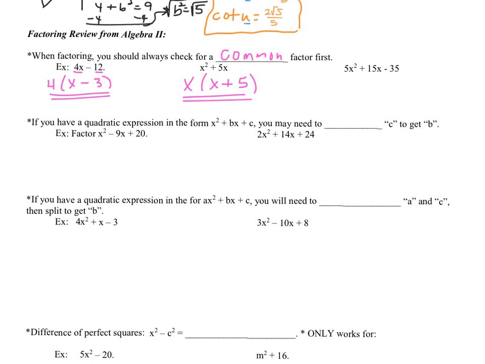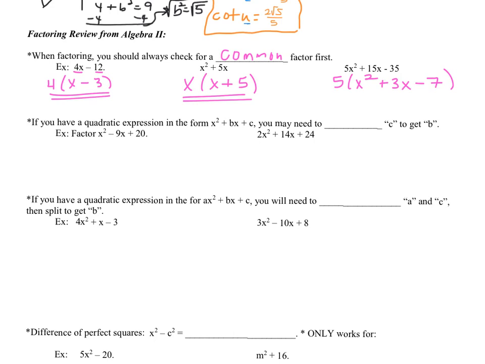We have 5x squared plus 15x minus 35. It's pretty easy to see that all the terms have a 5 in common. And when we take that out, we would have x squared plus 3x minus 7 left over. And that won't break down any further. So sometimes when you have a common factor, you still have a quadratic expression in the parentheses that doesn't break down further.